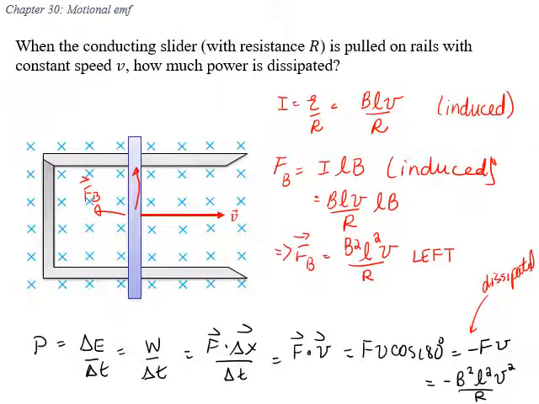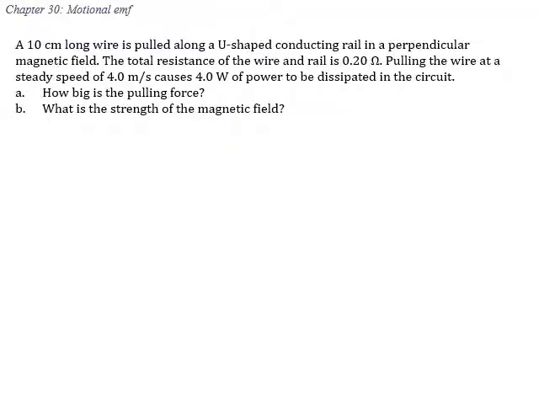So we can calculate the power of these circuits as well. Let's continue with power by doing an example with some numbers. We have a 10 centimeter long wire. So there's our wire. It's pulled along a U-shaped conducting rail. So let's just draw the rail where they are in contact.